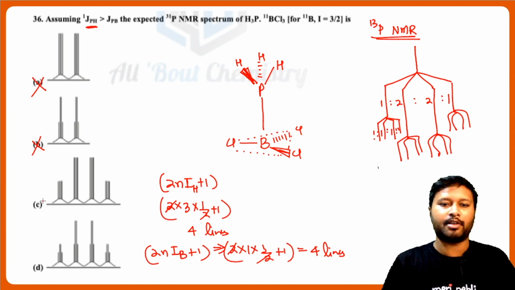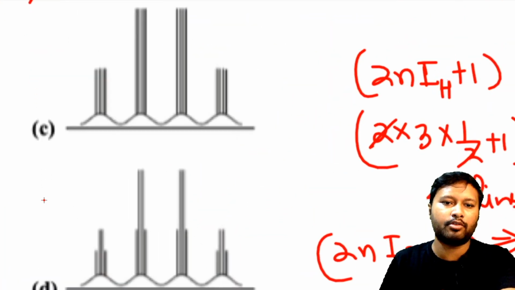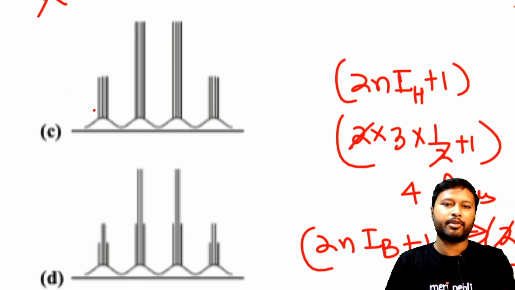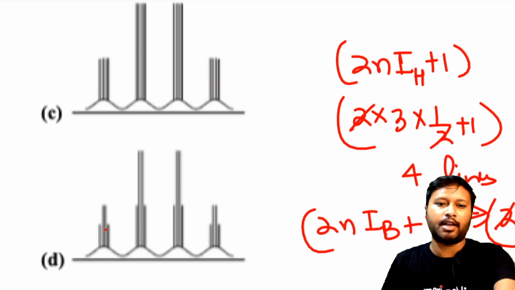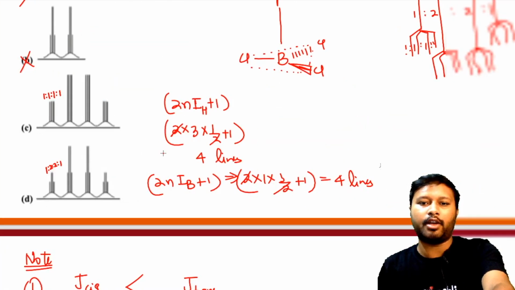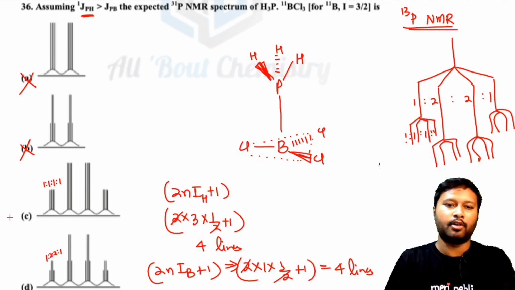If you look at option number C, let me zoom this up a little bit for you. Now you can see on the screen how option C and D are different from each other. In option C, all the 4 lines are of the same intensity. In option D, you will find that the central lines are of more intensity. So this is following the ratio 1:3:3:1, but this is following 1:1:1:1. So the overall intensity of these peaks is going to follow option number C.